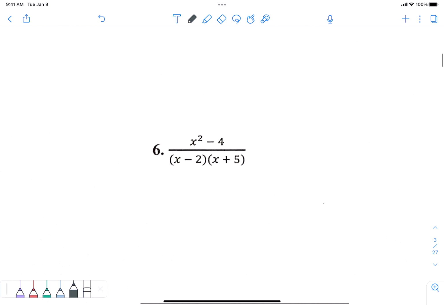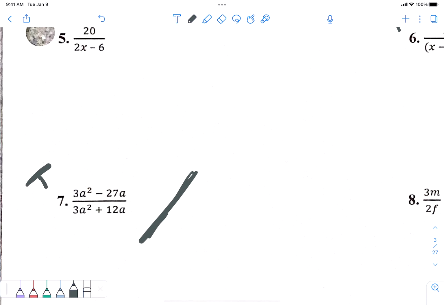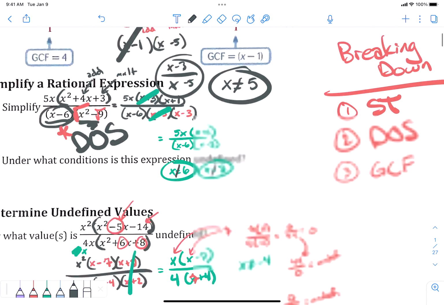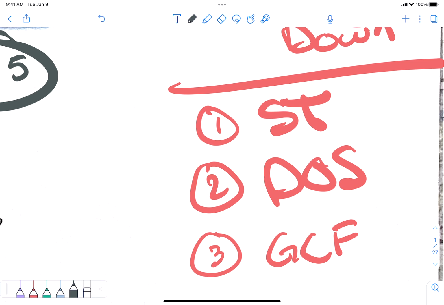6, trapped or not trapped? Trapped. Look for things to reduce. We have those 3 strategies: simple trinomial, difference of squares, greatest common factor. Look for those. 7, trapped or not trapped? Trapped. So be careful of the ones that are trapped. Anytime you have pluses and minuses, you look for things to break down. Breaking down strategies are simple trinomial, difference of squares, greatest common factor. Look for those.